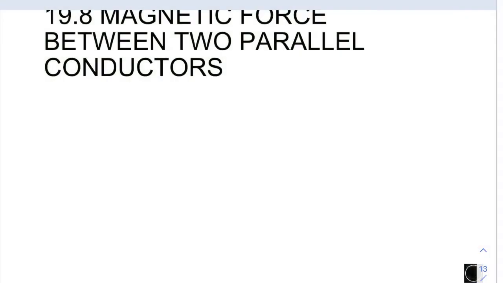Alright, let's continue with subtopic 19.8, magnetic force between two parallel conductors. In wire 1, let's say there will be current flow. This is I1 flowing to the right. In wire 2, another current flows, symbolized as I2. Now, in order to determine the force experienced by each wire, we need to predetermine the B produced by each wire.